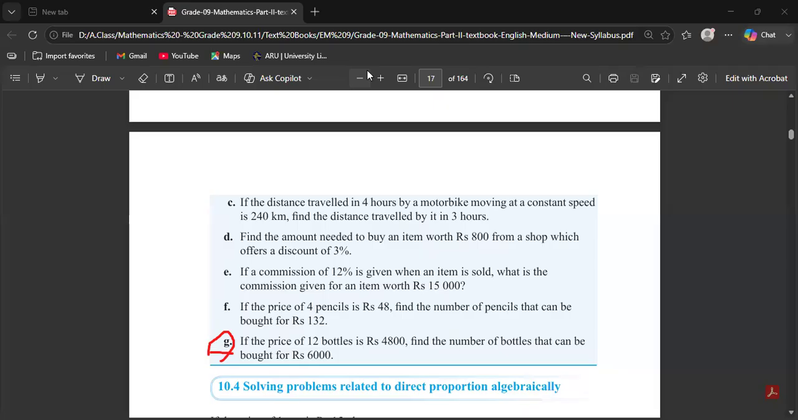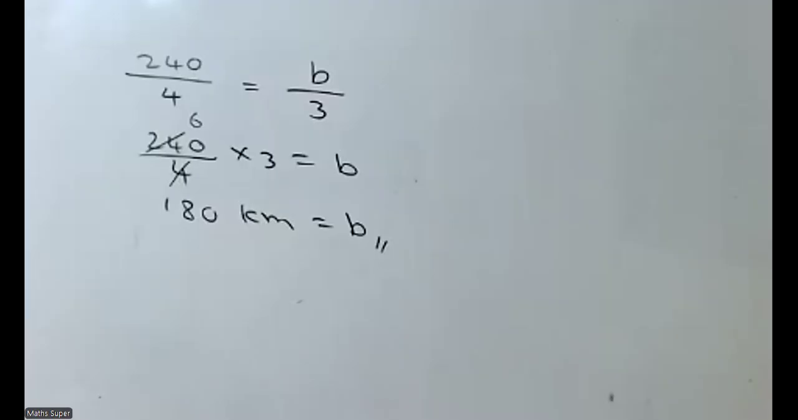So here, if the price of 12 bottles is 4,800, the same method, 12 bottles 4,800, find the number of bottles that can be bought for 6,000. That means how many bottles we can buy for this amount. Dulita, the answer is not correct. I will explain this, Dulita. Here, 12 bottles 4,800, for 6,000.